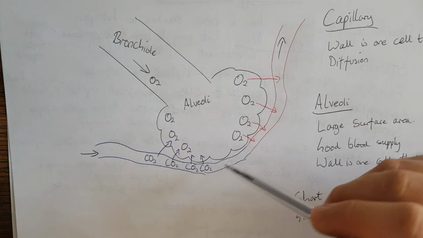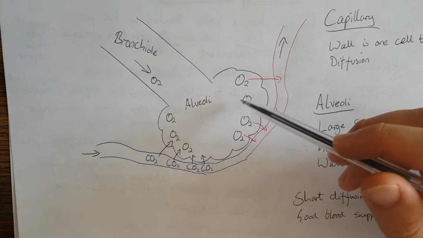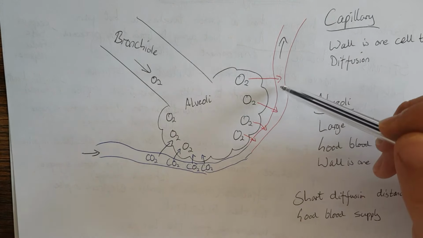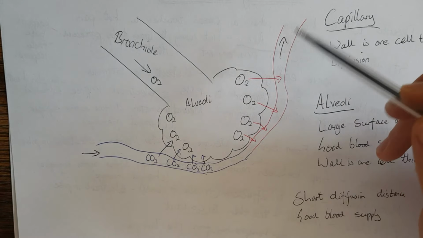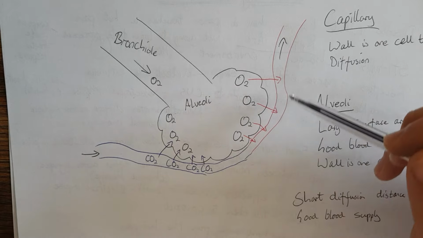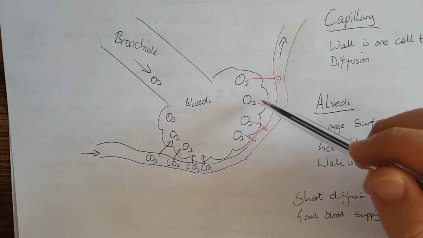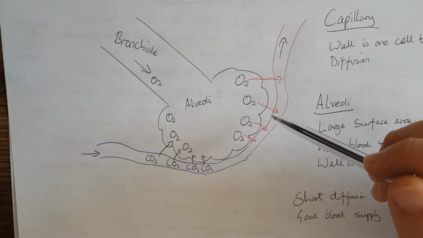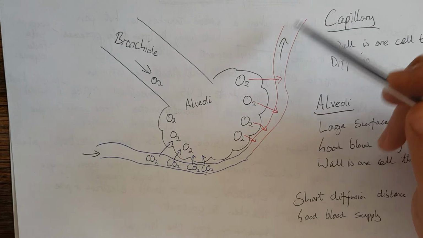Because I've got a good blood supply, any oxygen that moves in here is going to be taken away straight away. It's not going to stay here and linger around, it's going to move straight away. So I'm constantly making sure I've got a very low concentration of oxygen in my blood around the lungs. As soon as I get blood in there, it moves away.